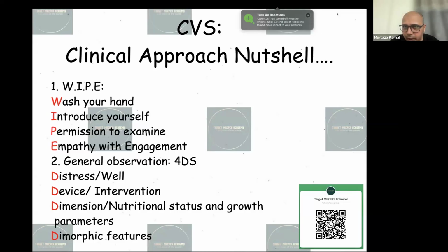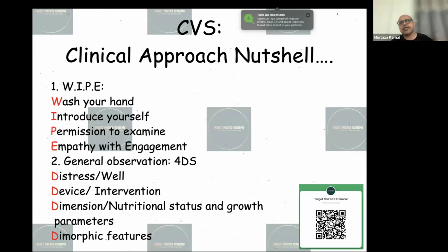The 4Ds are universal for any of the clinical stations, including the CVS. Is the patient really distressed or is he okay? Any devices nearby the patient? How are the growth parameters of the patient, the dimensions? Any dysmorphic features, if they are there, have to be noted.